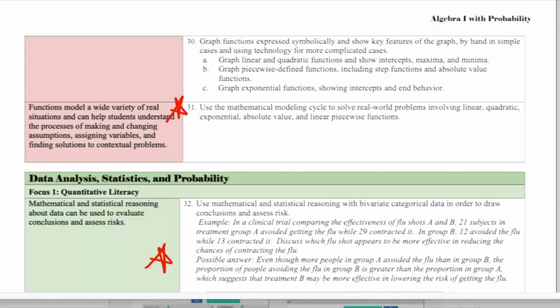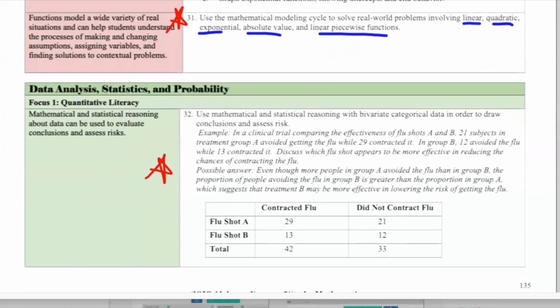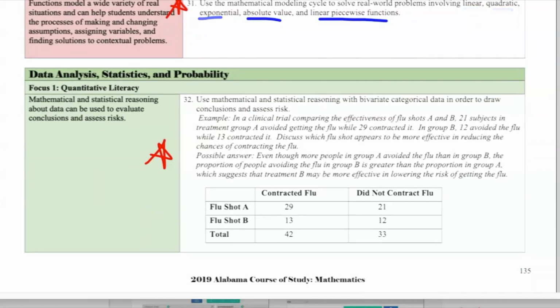And then we get to the page that has the probability and stats, and then the mathematical modeling. So now, standard 31 talks about using the mathematical modeling cycle. So previously you had to look for standards with an asterisk, and it was kind of like a secret code, but now that's clearly defined. We're using that mathematical modeling cycle, and there's a page or two on that in the back of this course of study, but it talks about using the mathematical modeling cycle with linear, quadratic, exponential, absolute value, and linear piecewise functions. And then the statistics and probability is where we see a big difference.